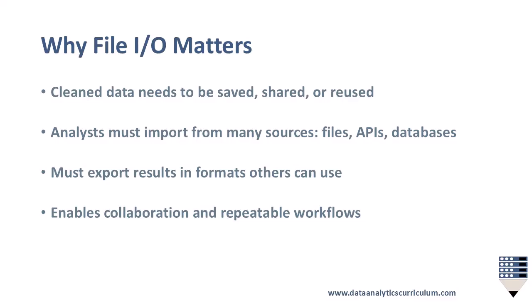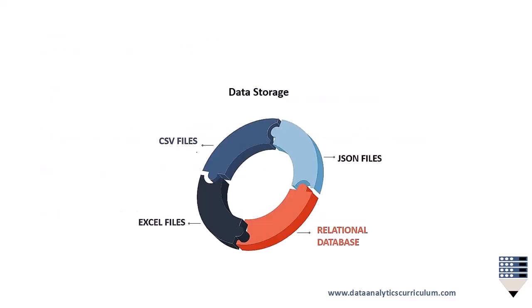Why file input, output matters. File input and output, or file I/O, is a critical step in data analytics. After cleaning your data, you need to save it for future use, share it with colleagues, or use it in other applications. Analysts often import data from a variety of sources, including files, APIs, and databases. Likewise, exporting data ensures that your results can be used by others, enabling collaboration and creating workflows that can be repeated reliably. Here are some common data storage types.